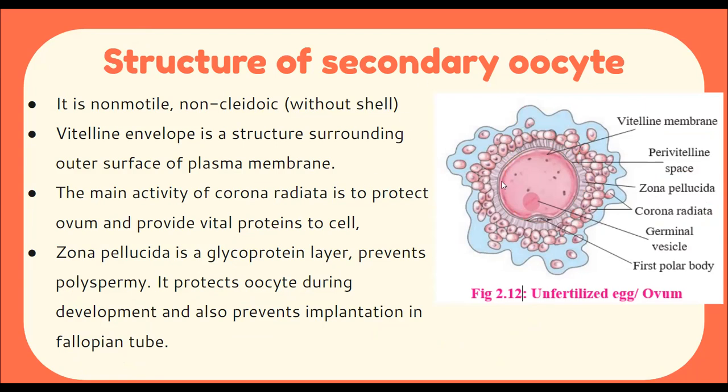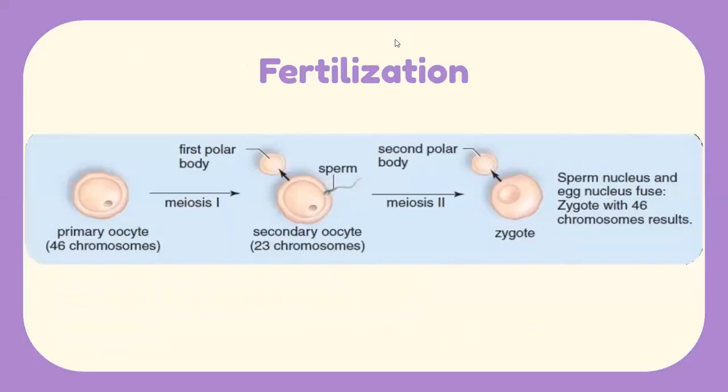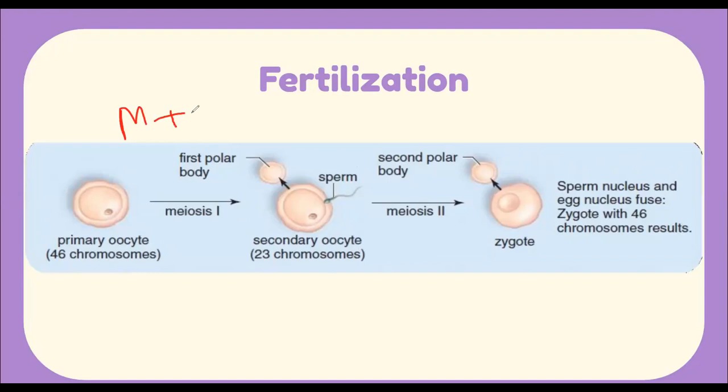Fine. So these are the layers of the secondary oocyte: vitelline membrane, zona pellucida, corona radiata. These are the three layers that you need to know, three membranes or three regions of the secondary oocyte. So now we move to fertilization. Having understood the structure of the secondary oocyte, in simple terms, what is fertilization? The fusion of the male and the female gamete is what we call fertilization.